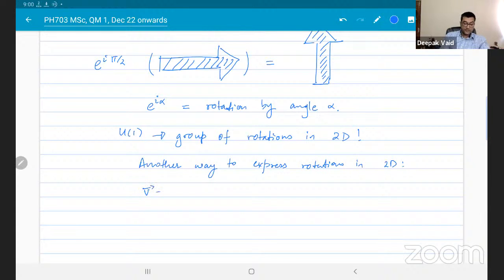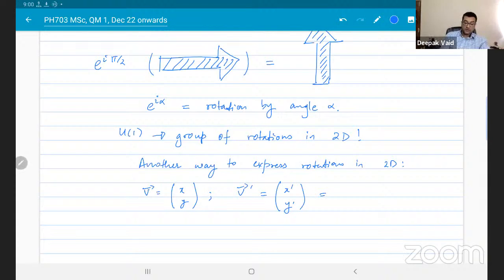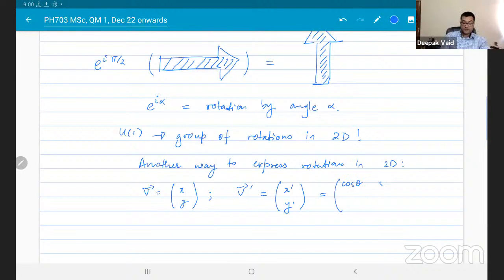So let's say I start with a two-dimensional vector (x, y), and I perform a rotation in the plane by an angle theta. Then how do I relate (x', y') to (x, y)? Rotation matrix. Everybody knows this. You have all studied this many times, right?